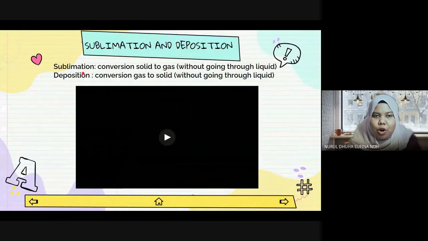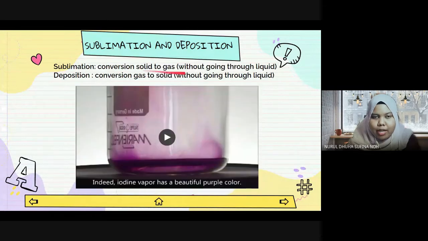Okay, next we will proceed to sublimation and deposition. Sublimation is the conversion of solid to gas without going through liquid. It involves heat absorbed, while deposition is the conversion of gas to solid without going through liquid, and it involves release of heat. I think these two processes we rarely see in our daily life activities. So I provide you with one video to help you understand more. So let's watch together.